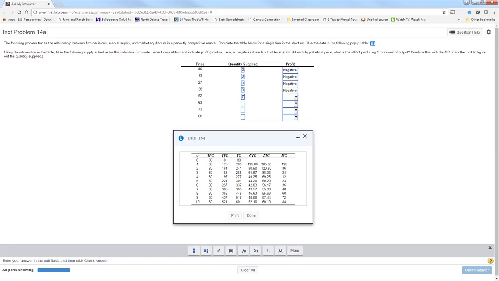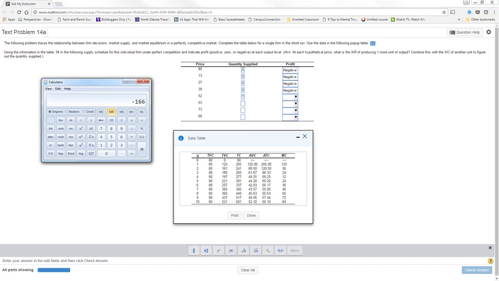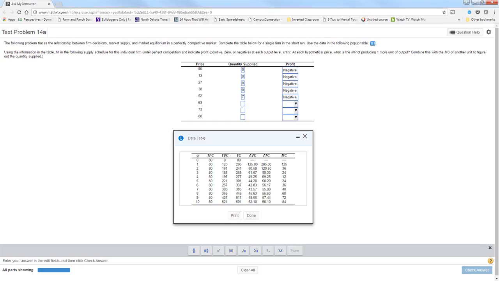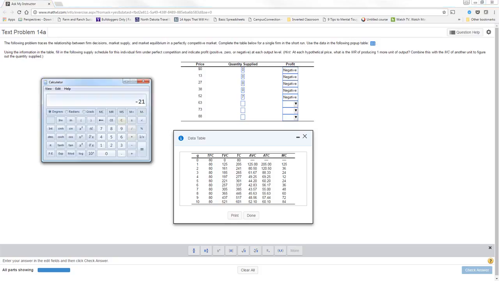Now the question is, are we profitable? Well, one thing we could do is pull open the calculator and say, okay, we're going to sell 7 units. We're going to sell them for $52 apiece. That's $364 in revenue. But we're going to have total cost, notice, of $385. So minus $385. We're still at a negative profit there. We're losing $21.